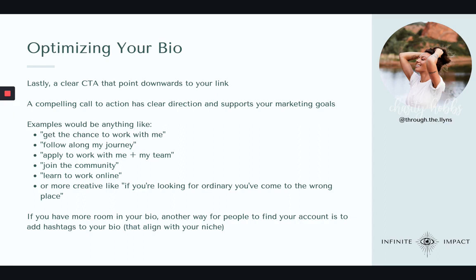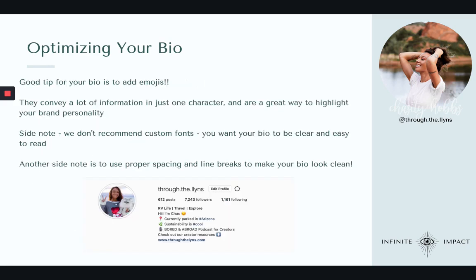Another way that people can find your account is to add hashtags to your bio, and you don't necessarily need to just add these additionally. If you're talking about, for example, in mine, I have currently parked in hashtag Arizona. So you can add it in your bio with the words that you're already using, as long as they follow along with who you are and what your niche is. Another good tip is to add emojis. They can convey a lot of information in just one character about who you are, and they're a great way to highlight your brand personality.